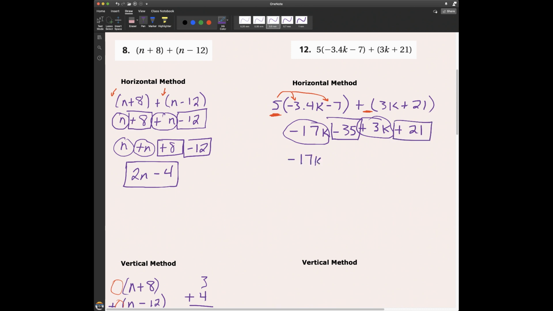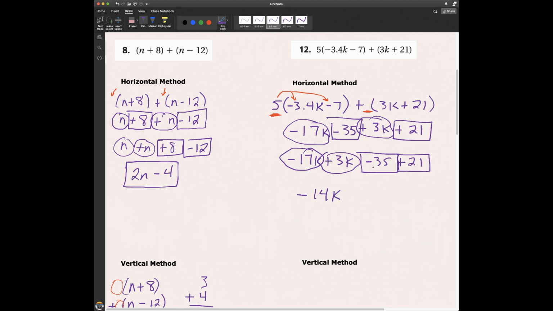Negative 17k plus 3k. So there you go. Negative 35 plus the 21. So here are my like terms. And I can go ahead and combine them. So negative 17k plus 3k is negative 14k.